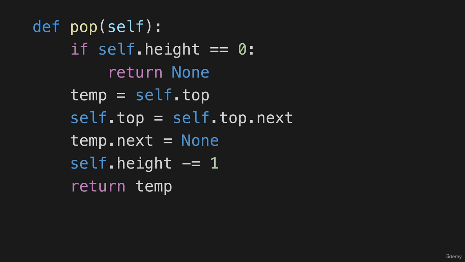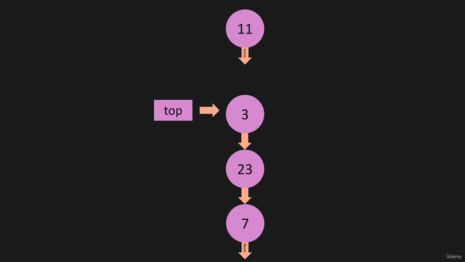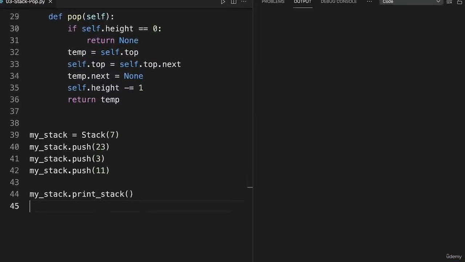So we'll look at this code in a moment in VS Code. And when we do, we will build this stack. We'll print this out to make sure it's printing out correctly. Then we'll pop this item off here, take a look at that item that we popped off, and then we'll print out the linked list with the items remaining, and we should have 3, 23, and 7. Okay, so let's flip over to VS Code.